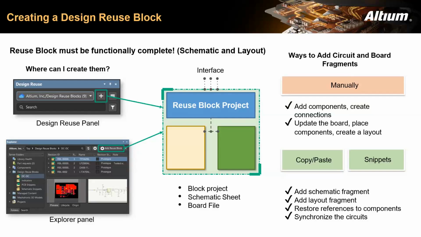To create a new block, go to the design reuse panel. What will happen? A new reuse block will appear where you can manually create your circuit by copying and pasting from the existing design. Also, if you have existing snippets, you can place those in the new reuse block project to create a new managed reuse block.